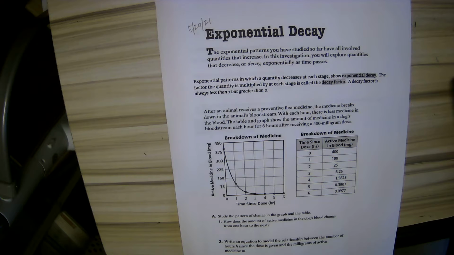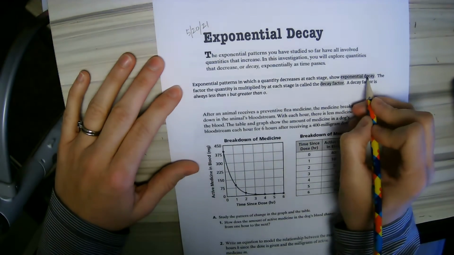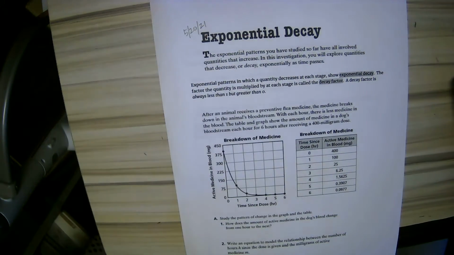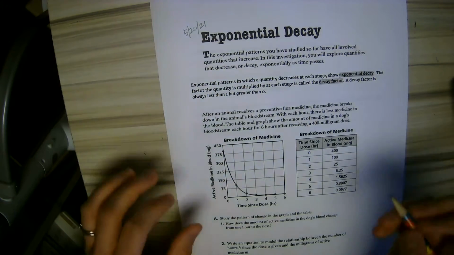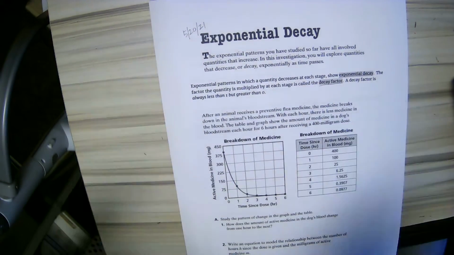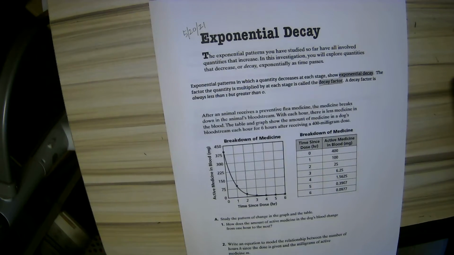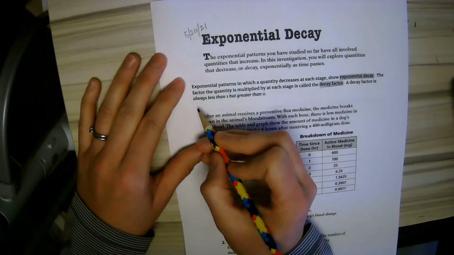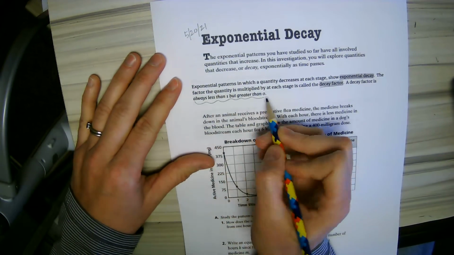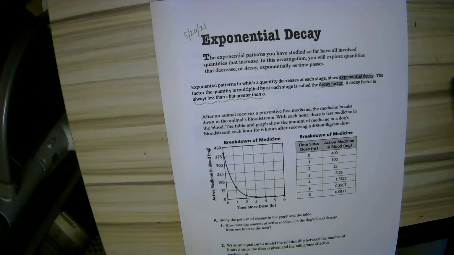So exponential patterns in which a quantity decreases at each stage show exponential decay. The factor the quantity is multiplied by at each stage is called the decay factor. Just like we had a growth factor, it's going to be the decay factor. A decay factor is always less than 1, but greater than 0. So between 0 and 1.